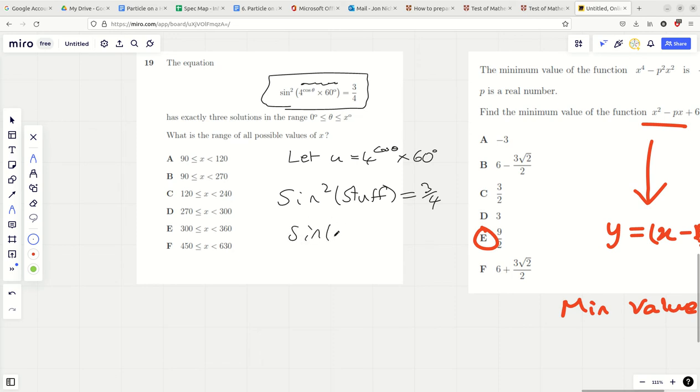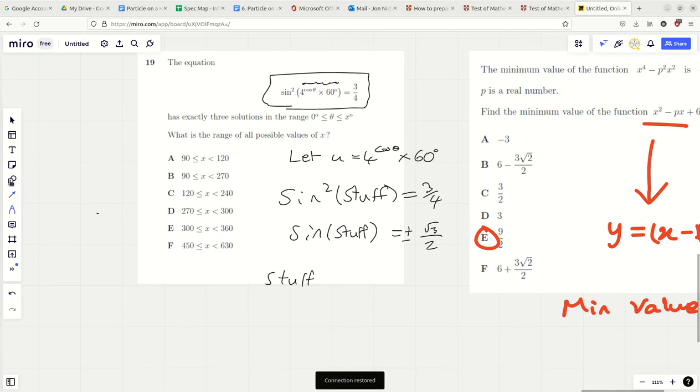That means sine of stuff is positive or negative root 3 over 2. And naturally, we can invert that, can't we? We need to know our exact trig values, but that means the stuff is... Now, let's do it separately.